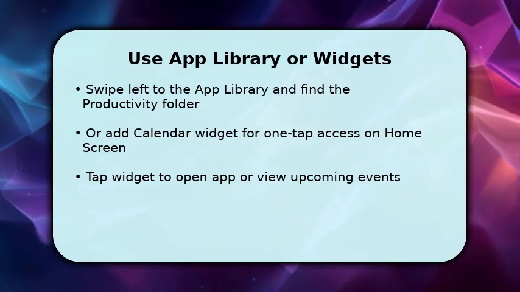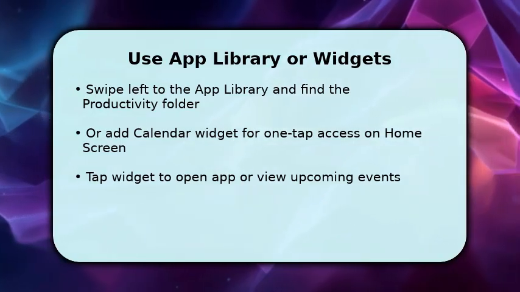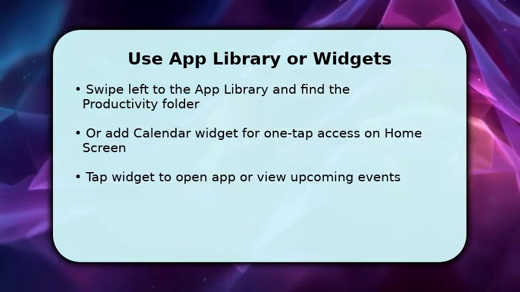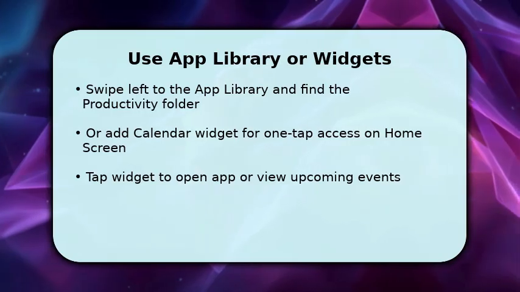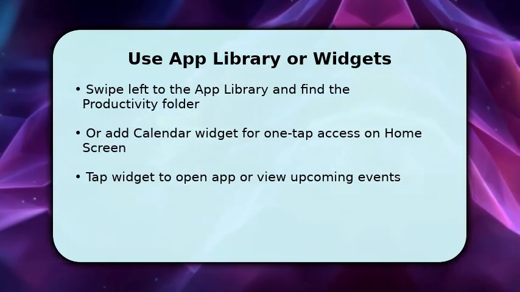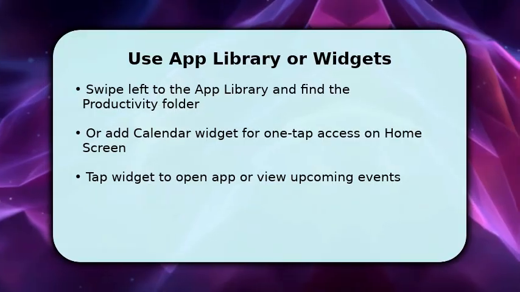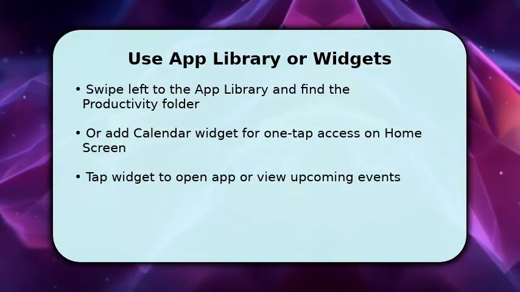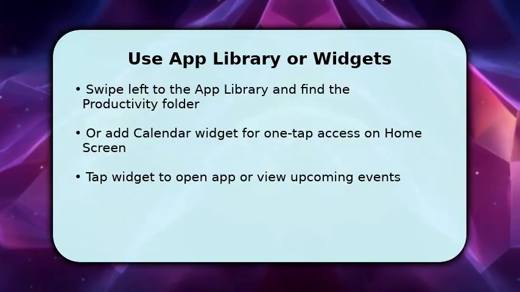Alternatively, add a calendar widget. Long press an empty area on your home screen, tap the plus, choose Calendar, pick a size, and place it. Widgets give one-tap access and show upcoming events. Once the widget is set, you'll always be a single tap away from your schedule.